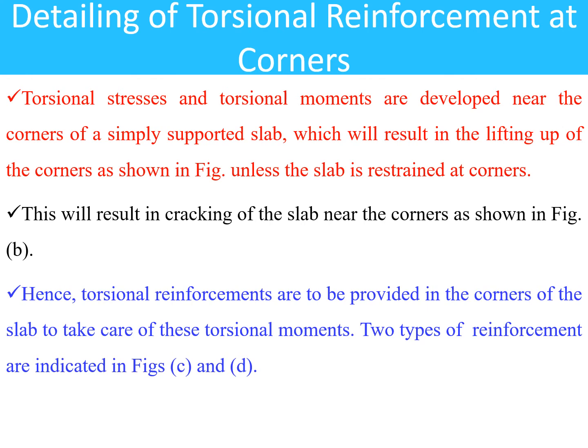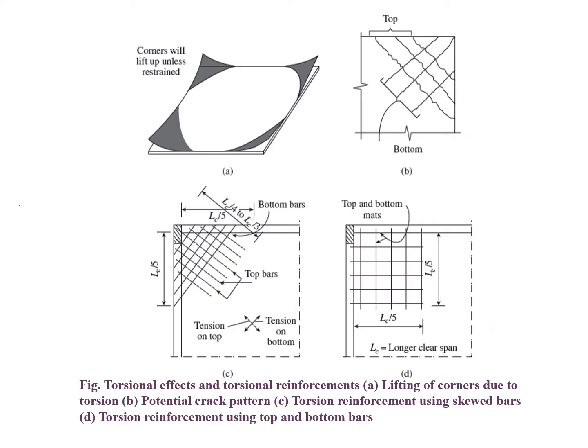Two types of reinforcement are indicated in figures C and D here. You can look at point A, something like a simply supported slab. When it is being loaded, corner uplift will occur. This corner uplift may result in bottom cracking and top cracking, something like this. This kind of cracking may occur at all four corners.